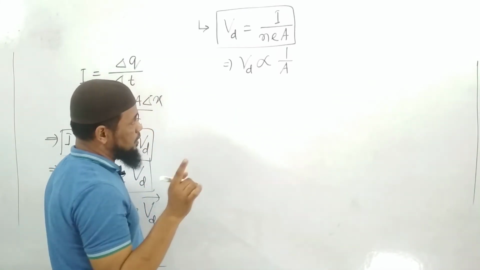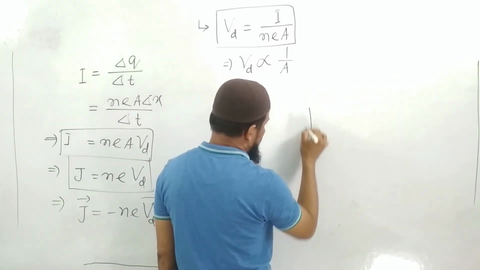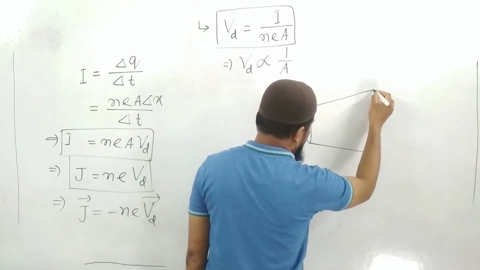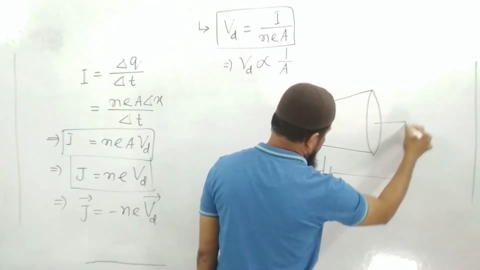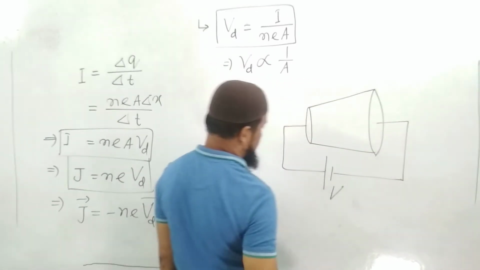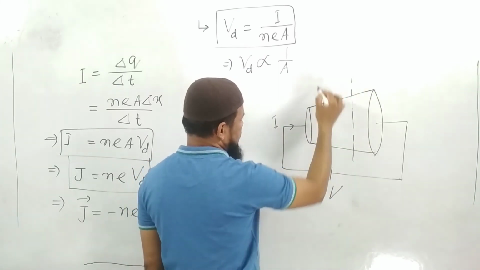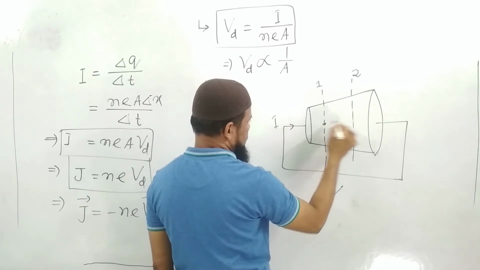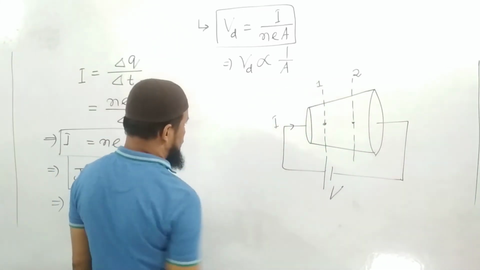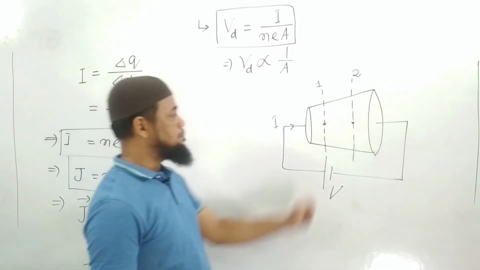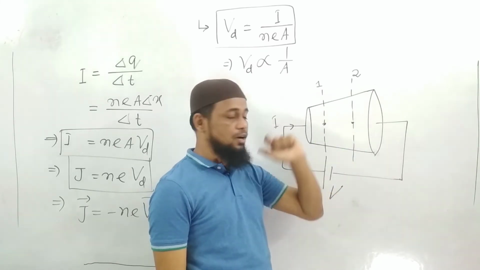Okay, so let me tell you a very crucial point now. This particular conductor, I was connecting a battery here, right? V volt. Current was how much? I. If I consider two dotted lines, line 1 and line 2, tell me in which part your drift velocity will be more, in part 1 or in part 2?